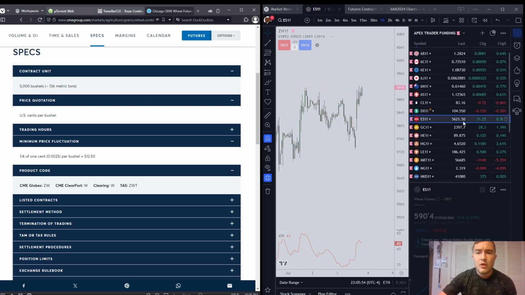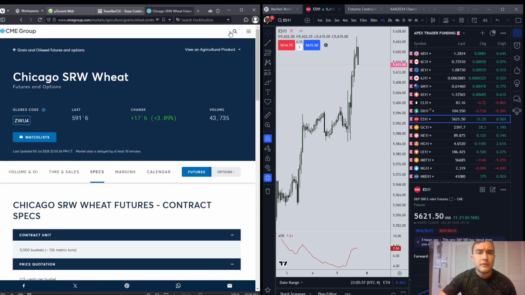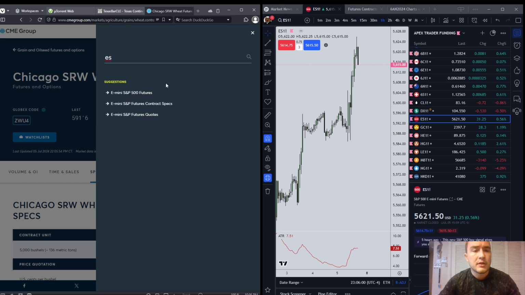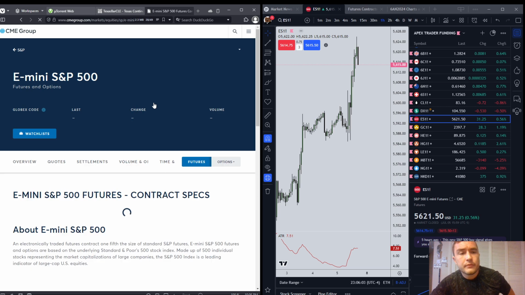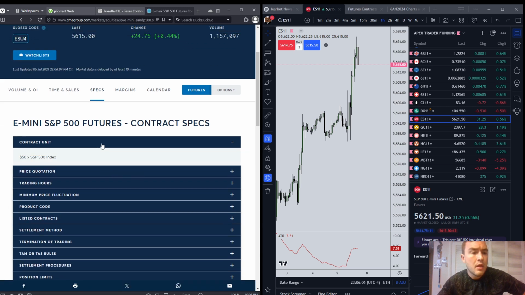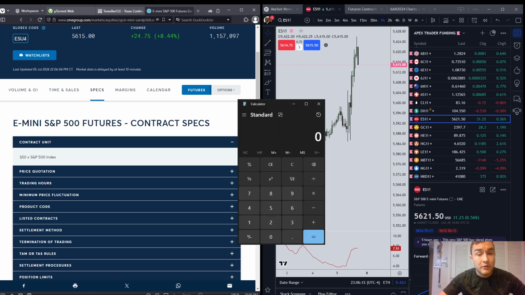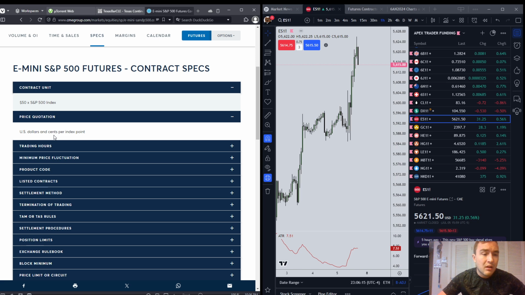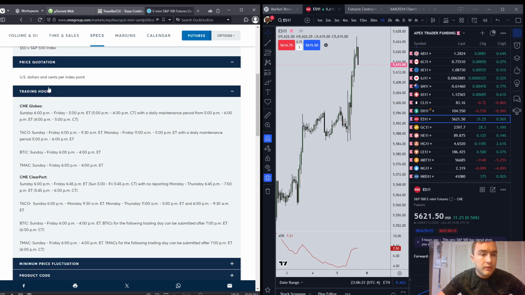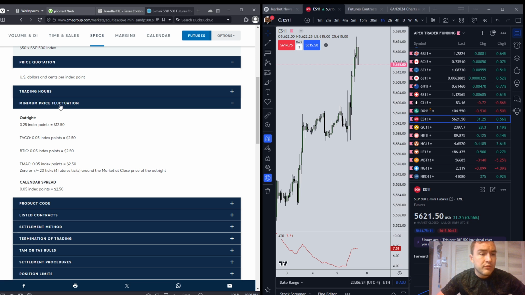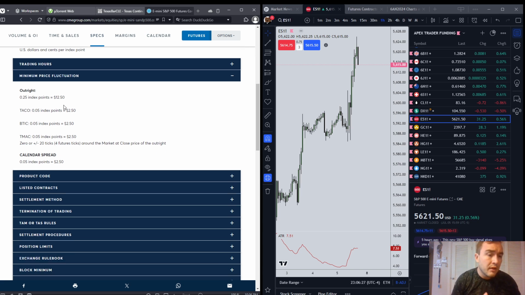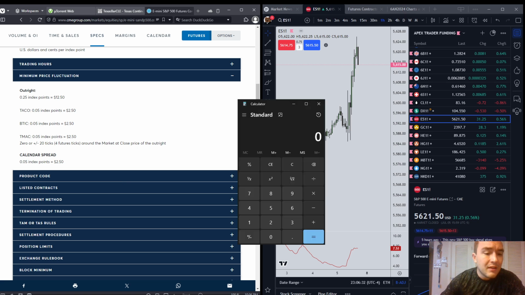Okay, guys, let's start with our ES, symbol ES. I can already tell you the contract specs here, but that's fine, guys. This is for the full size. So the contract unit is $50 times the S&P 500 index. Price quotation is US dollars and cents per index point. Trading hours, we all know the trading hours. Minimum price fluctuation, guys, is a quarter of an index point, so 0.25 index points is $12.50. It is $50 a point or $12.50 per tick.